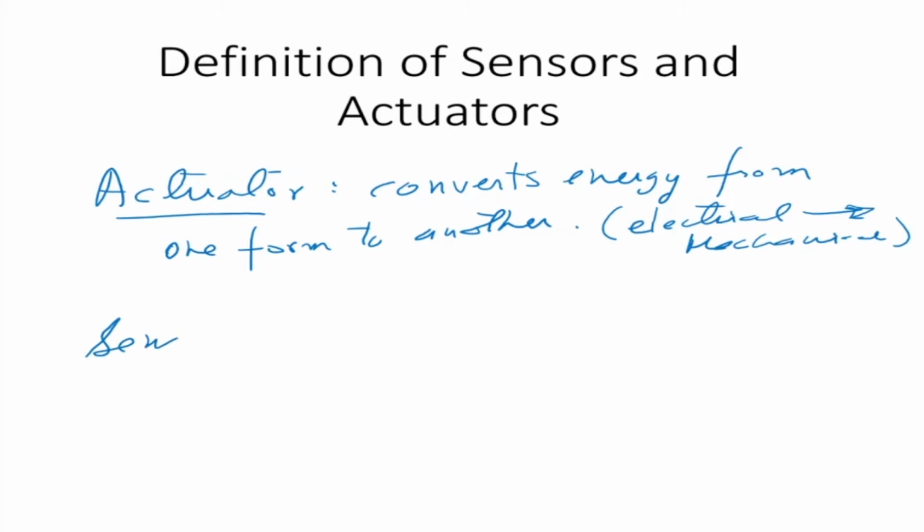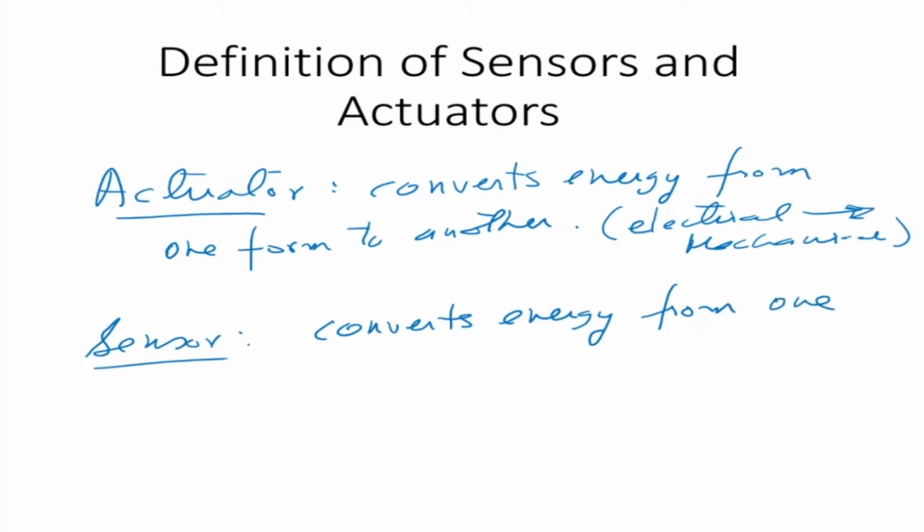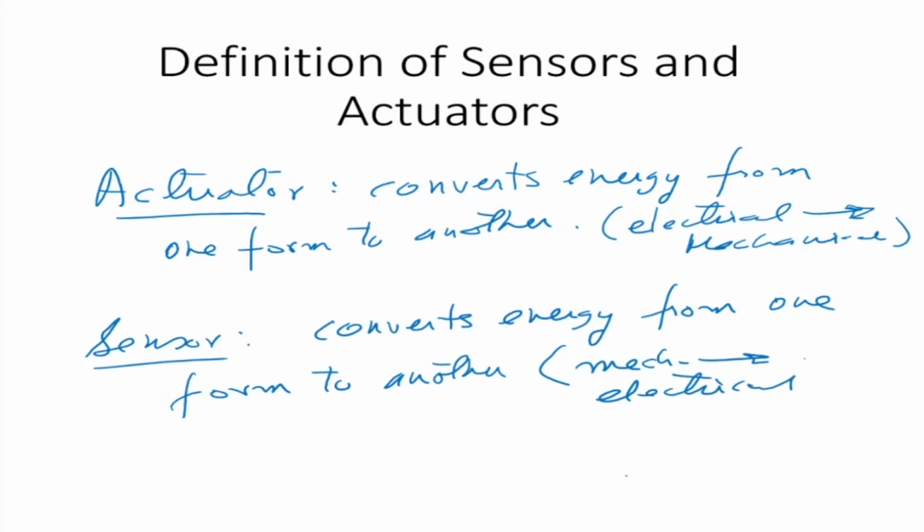What is a sensor? A sensor essentially also converts energy from one form to another. Right now, in case of robotics, what is the energy conversion? It is mechanical to electrical. Now this gives us the very basic definition of sensors and actuators.